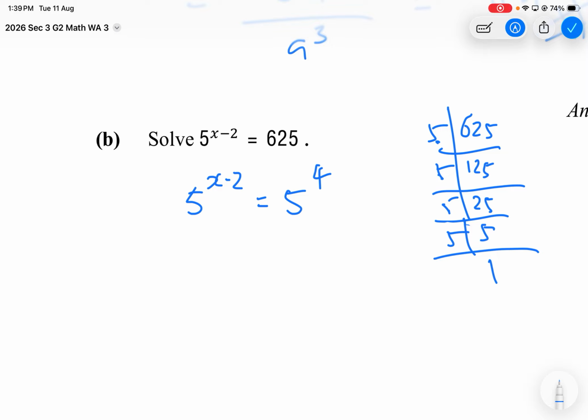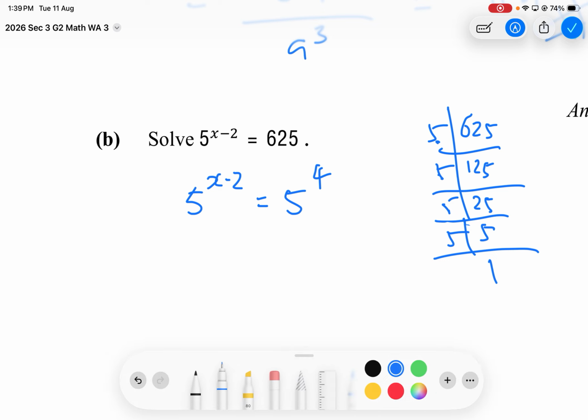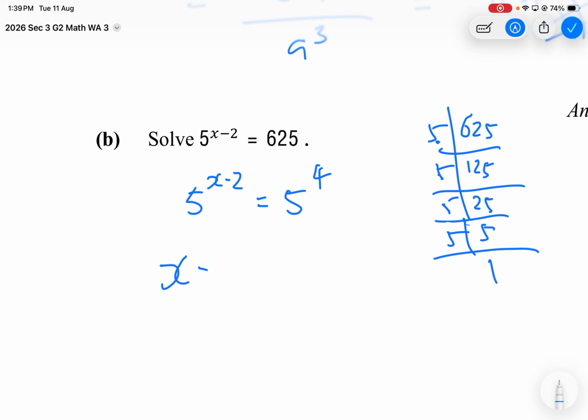Once your equation has the same base, if something has the same base, it means their power must be the same. So your next step is writing that the powers are the same. X minus 2 is the same as 4. Then, add 2 on both sides.